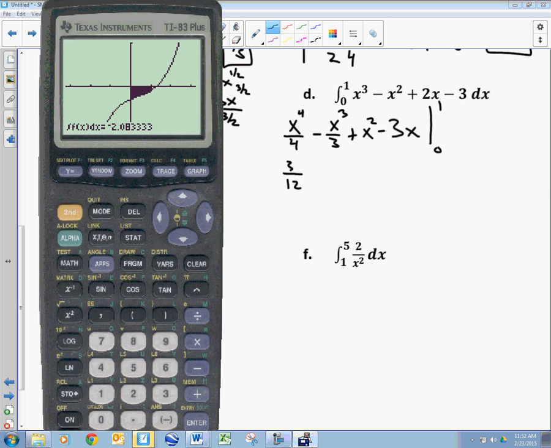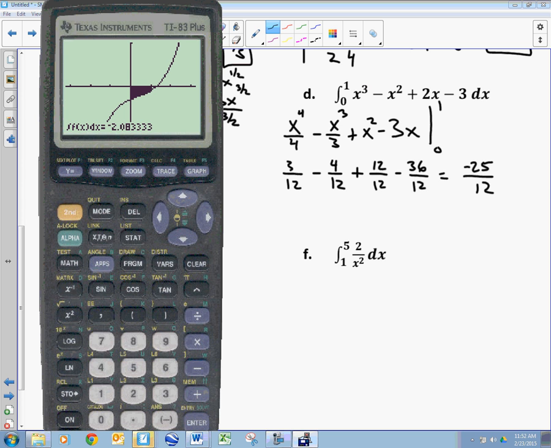So 1/4 is 3/12 minus 4/12 plus 12/12 minus 36/12. 3 minus 4 is -1 plus 12. 11 minus 36 is -25. And as you look, -2.083 repeating is -25/12.